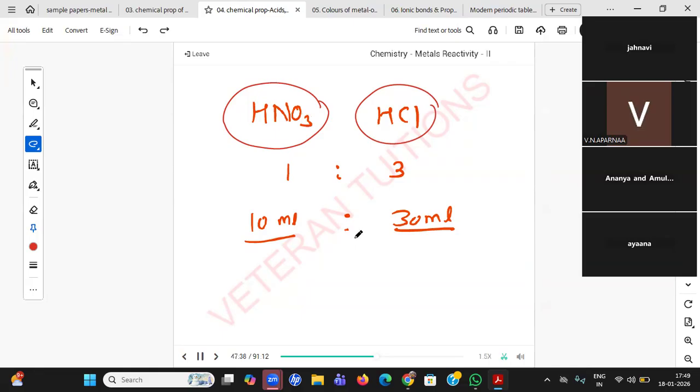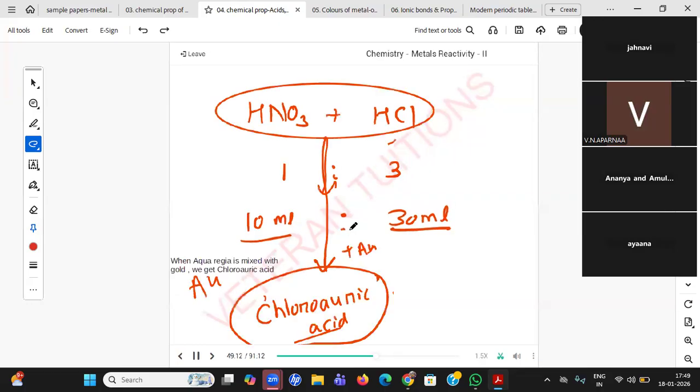Is it? Harshini, just correct me. Sir, they gave HCl first there, I guess. HCl to HNO3 will be 3 is to 1. Yes, you can see Cl is there, chloro. These two combinations are melting that gold. Gold is aurum, so it is also known as chloroauric acid.